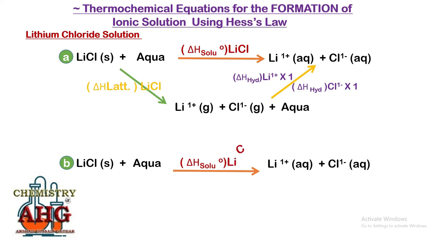Where is the difference? The difference is in the previous style, in case A, we have shown bond breaking when the solid ionic lattice has been converted into gaseous ions. But what you can do, you can reverse that arrow, because instead of bond breaking you can also show bond formation. If you want to show bond formation, you will have to reverse the direction of the arrow from the gaseous lithium and chloride ions towards the solid ionic lattice.